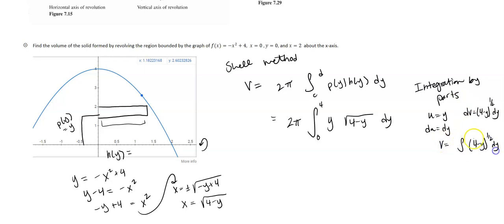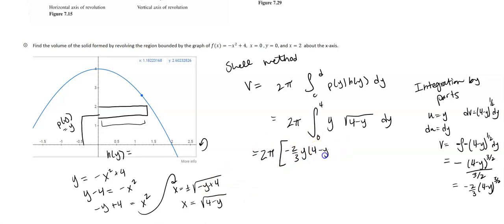We would need a negative out here for the negative. So we would have negative (4 minus y) to the 3 halves divided by 3 halves, or negative 2/3 times (4 minus y) to the 3 halves. So my integral then will be 2 pi times uv minus the integral of v du. So that's going to be negative 2/3 y times (4 minus y) to the 3 halves power minus the integral of v du. So that'll be negative 2/3 times (4 minus y) to the 3 halves dy.